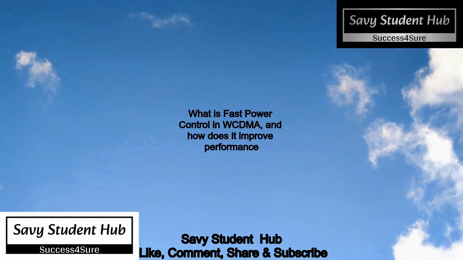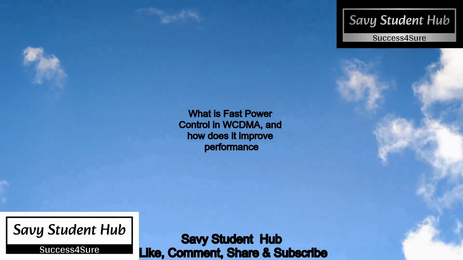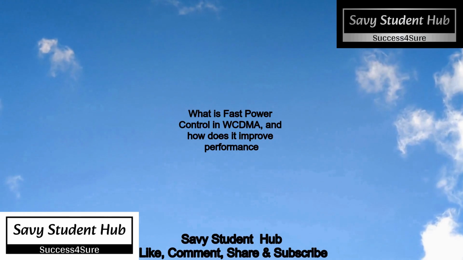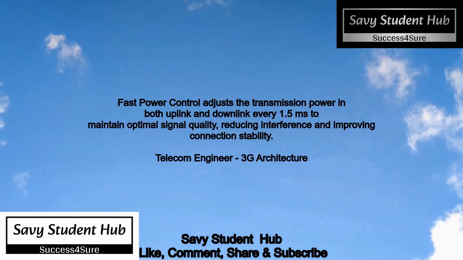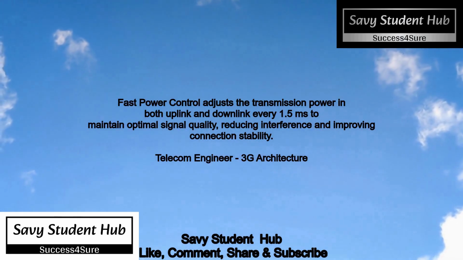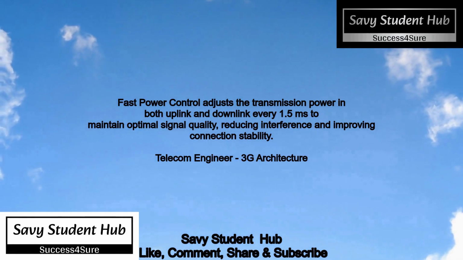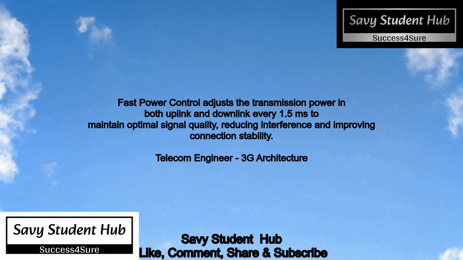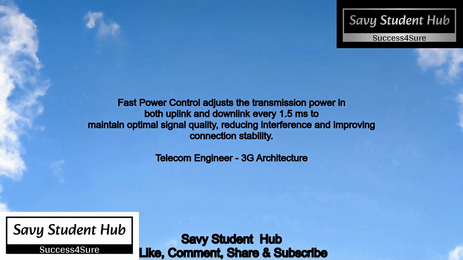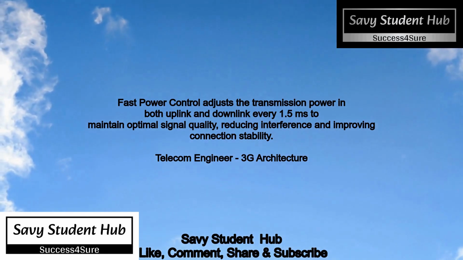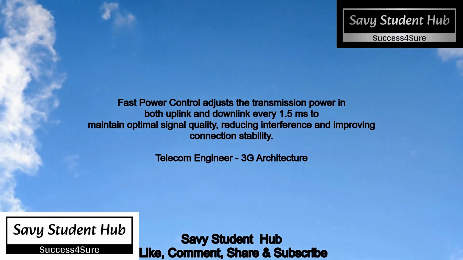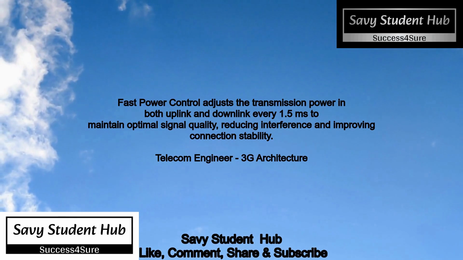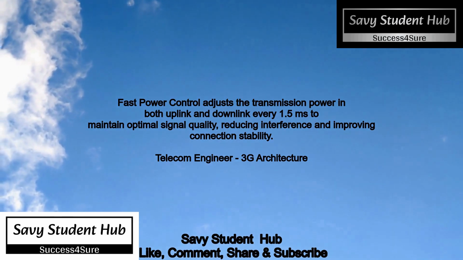What is fast power control in WCDMA, and how does it improve performance? Fast power control adjusts the transmission power in both uplink and downlink every 1.5 milliseconds to maintain optimal signal quality, reducing interference and improving connection stability.